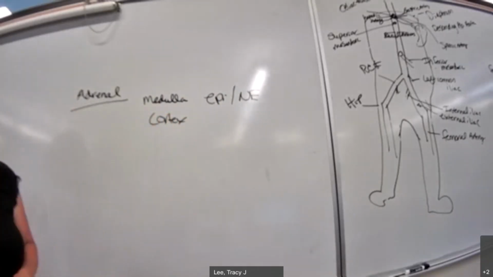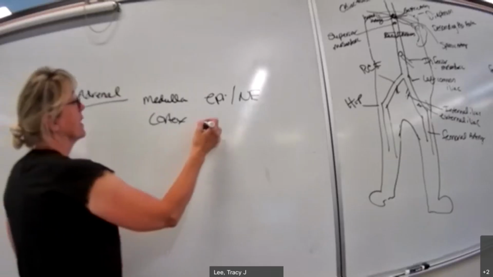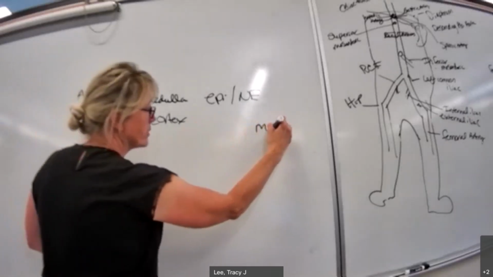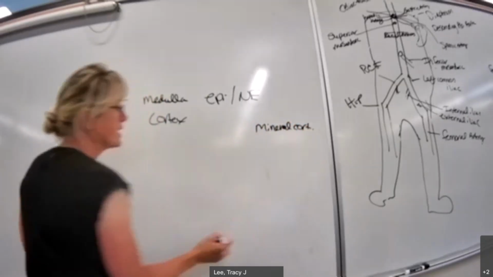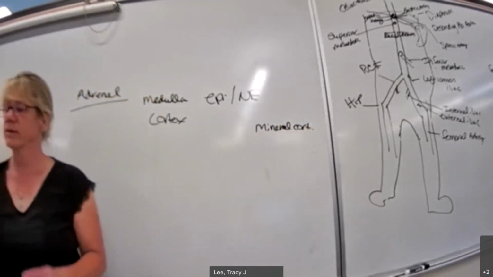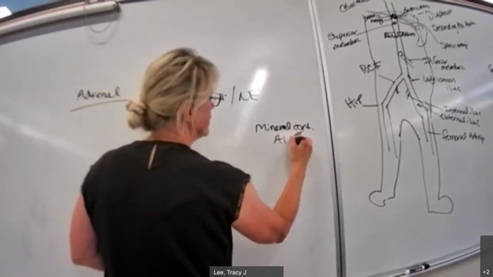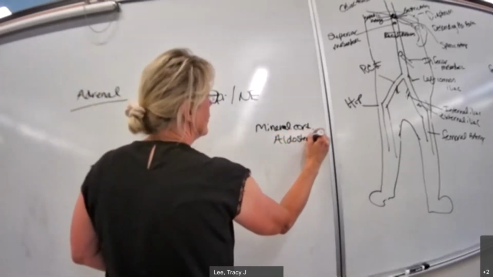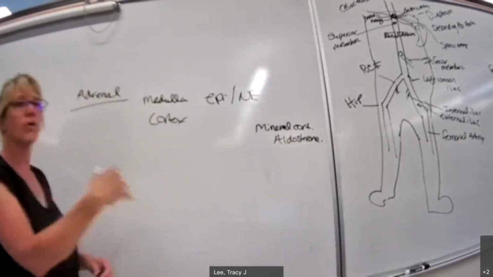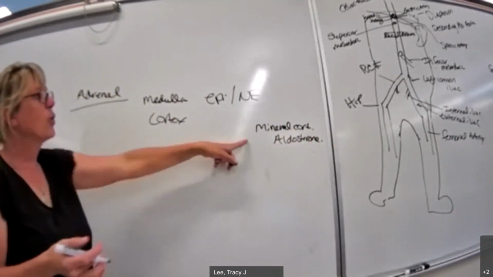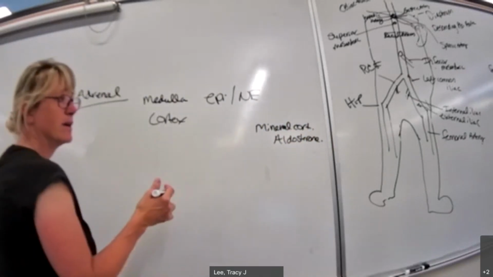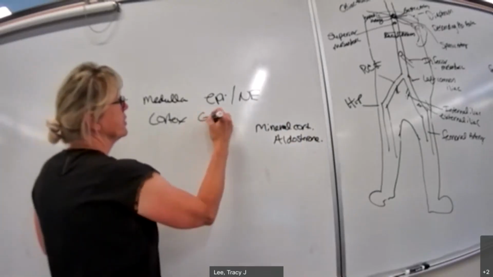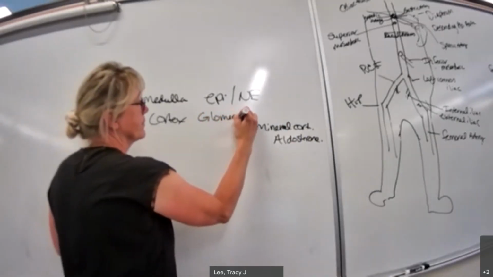What's my layers of my cortex? So that would be one of my hormones, my mineral corticoids. What's an example of one of the mineral corticoids? Aldosterone. What's it do? When you're dehydrated, we hold on to salt, which makes us hold on to water. Which layer secretes mineral corticoids? Yes. So that's my first layer, right?